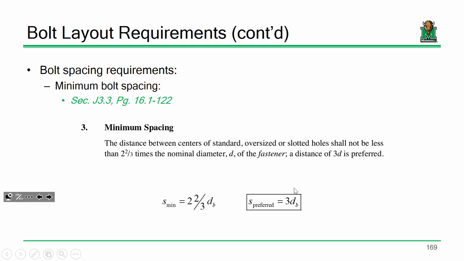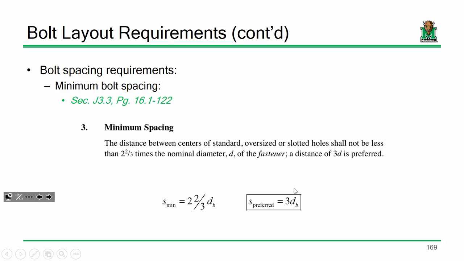Okay. So the first one I want to talk about is minimum bolt spacing. If you go to 122, you'll find the section right here, item number 3, minimum spacing. It says the distance between centers of standard, oversized, or slotted holes shall not be less than 2 2/3 times the nominal diameter of the fastener, and a distance of 3 times the diameter is preferred.